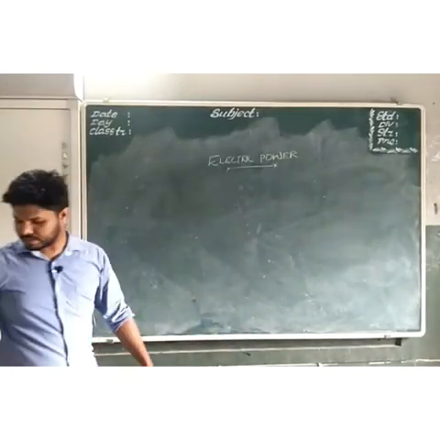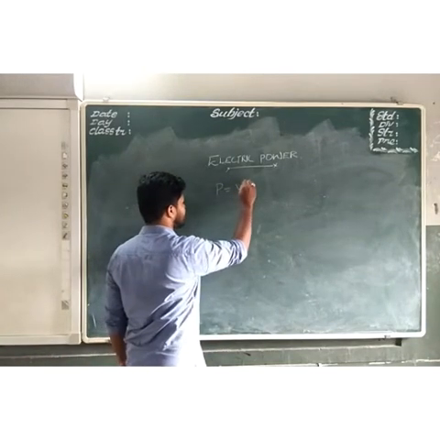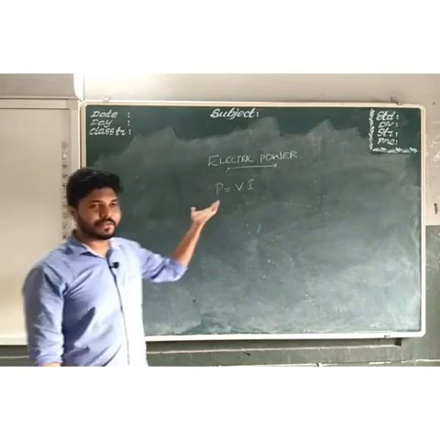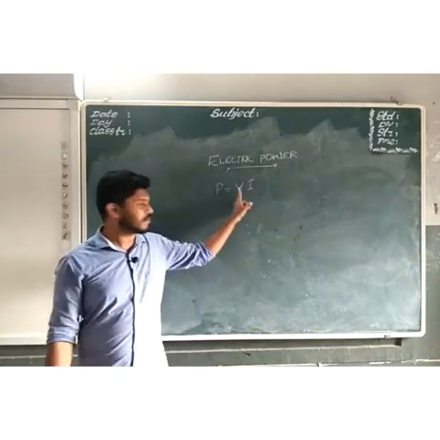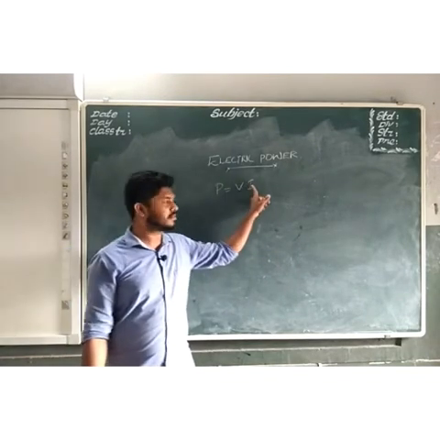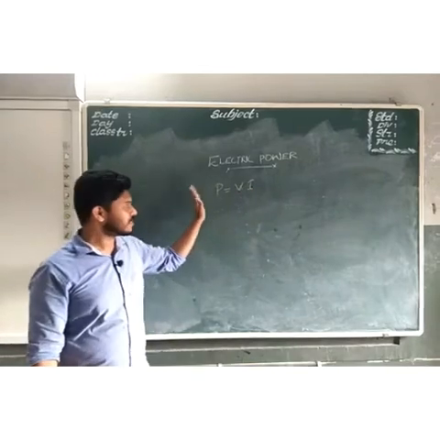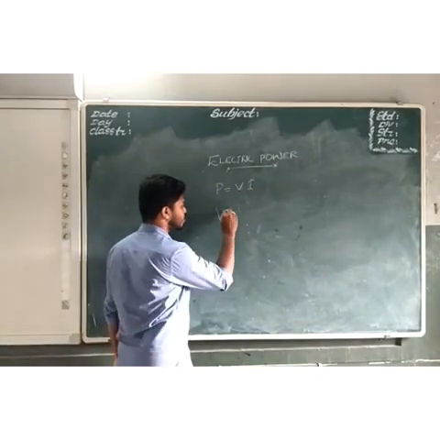So we got three equations. Now let's take the first equation, P equal to V into I. For every physical quantity, there must be a unit, isn't it? Unit of potential difference is volt, unit of I or electric current is ampere. So we can check what is the unit of P. Unit of power is watt.